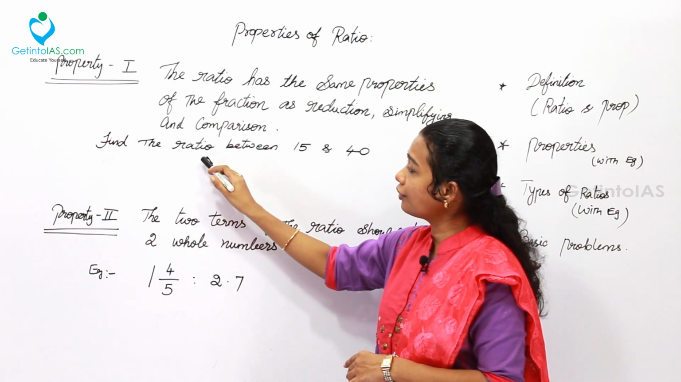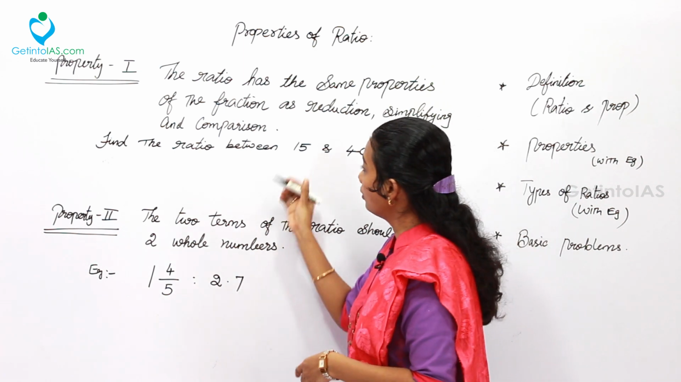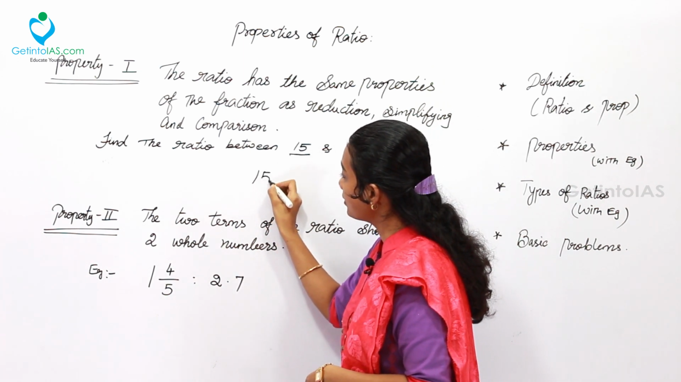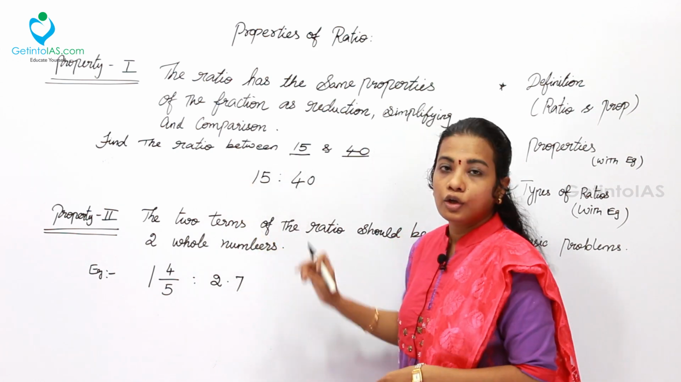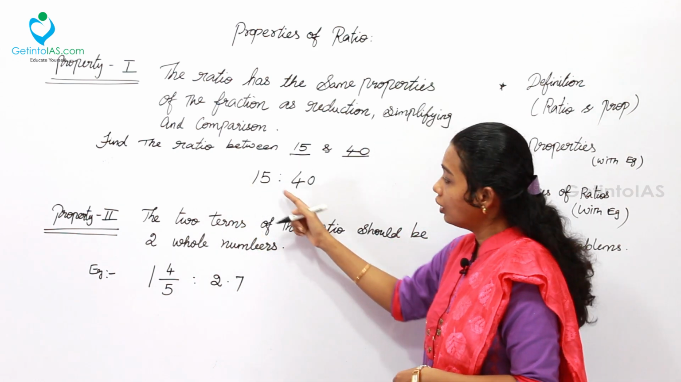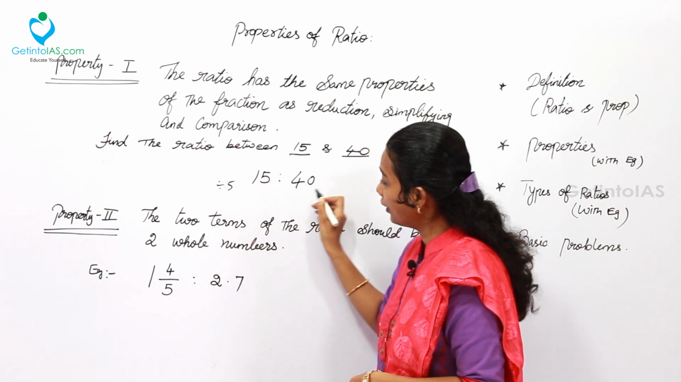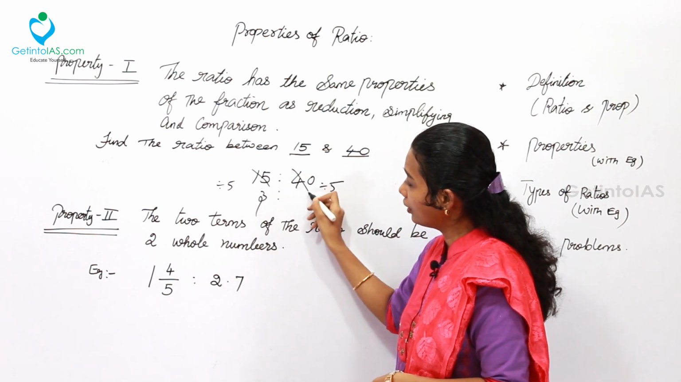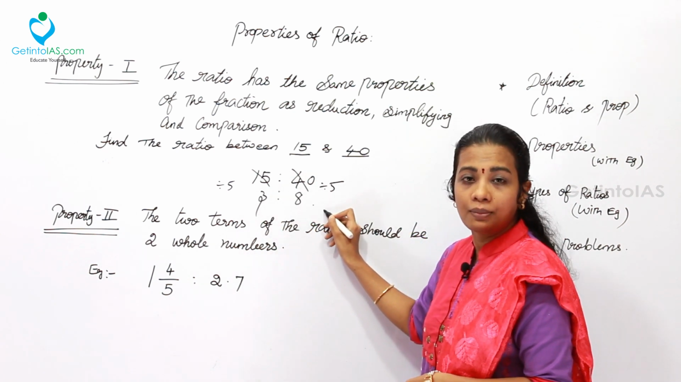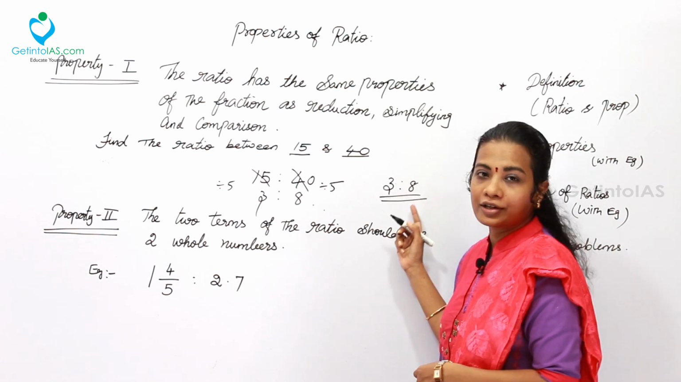So here, find the ratio between 15 and 40. Here 15 is known as the antecedent and 40 is the consequent. You can do any operation over here. It is commonly divisible by 5, so I am dividing by 5 and 5. Here 3 times 5, here 8 times 5. The prime ratio over here is 3:8, and that is my answer for this.